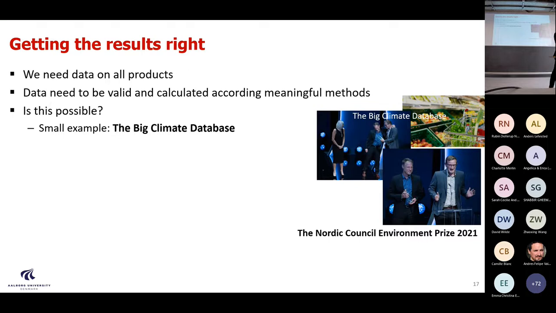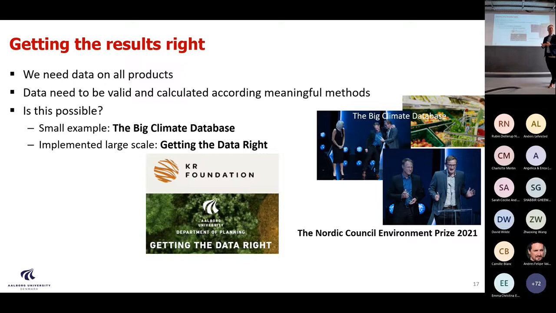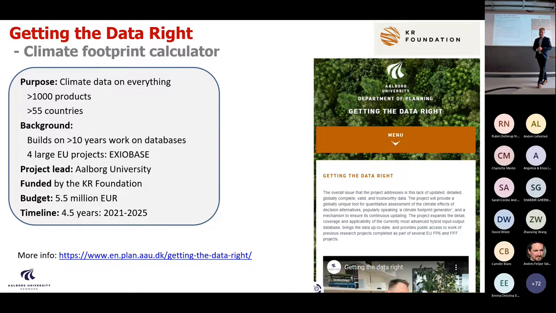We are now implementing the same methods and approaches in a much larger project called Getting the Data Right. And I will say a few words about that. This project started 1.5 years ago. Basically the purpose of this project is to make a climate footprint calculator. The purpose is to get data on everything. There should be more than 1,000 products. That is what we have promised, but we want to do it for 2,000 different products. And we want to do it for all countries in the world. I know there are more than 55 countries in the world, but the rest of the world is lumped together in some rest of world regions.